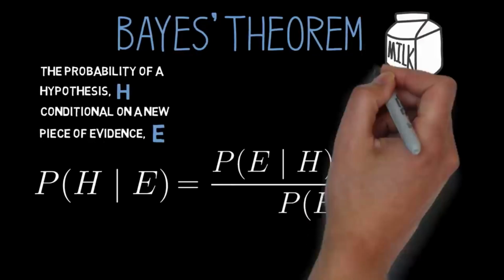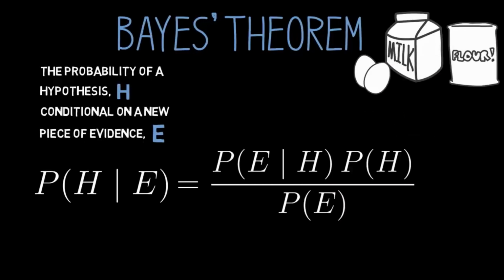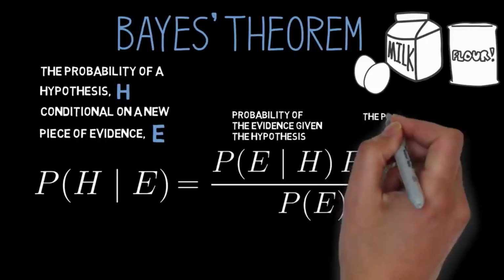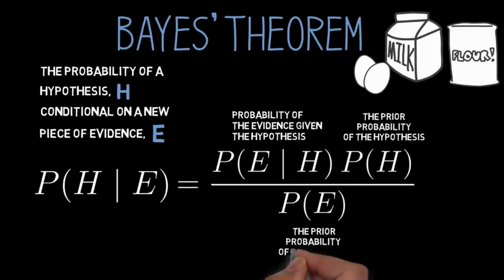In other words, it tells us the 3 ingredients that go into the probability of a hypothesis conditional on some evidence. The probability of the evidence conditional on the hypothesis, the prior probability of the hypothesis, and the prior probability of the evidence. Let's look at an example.